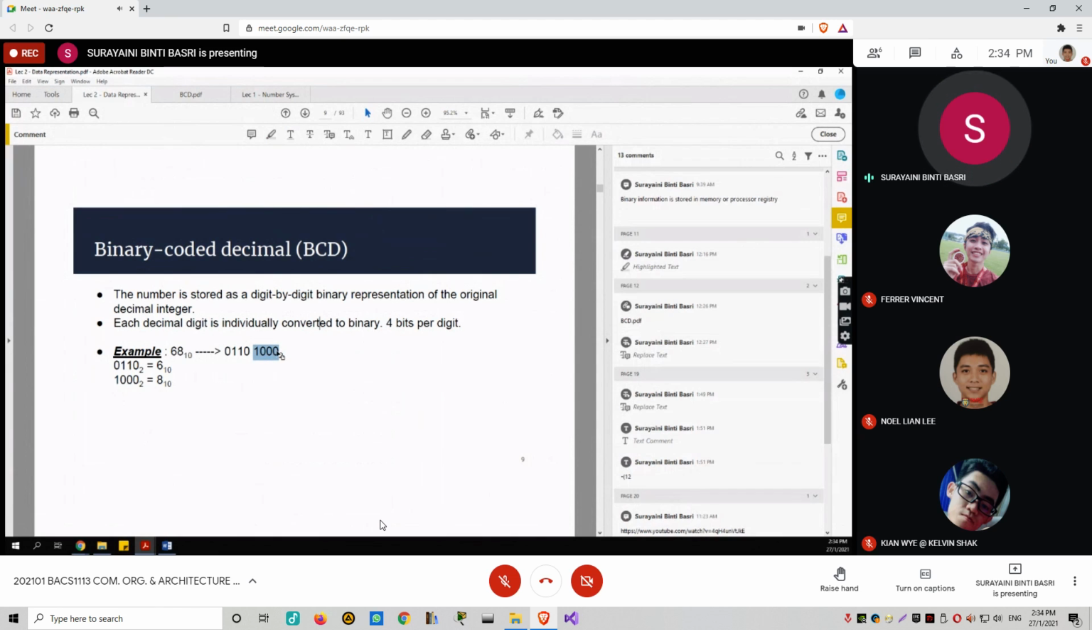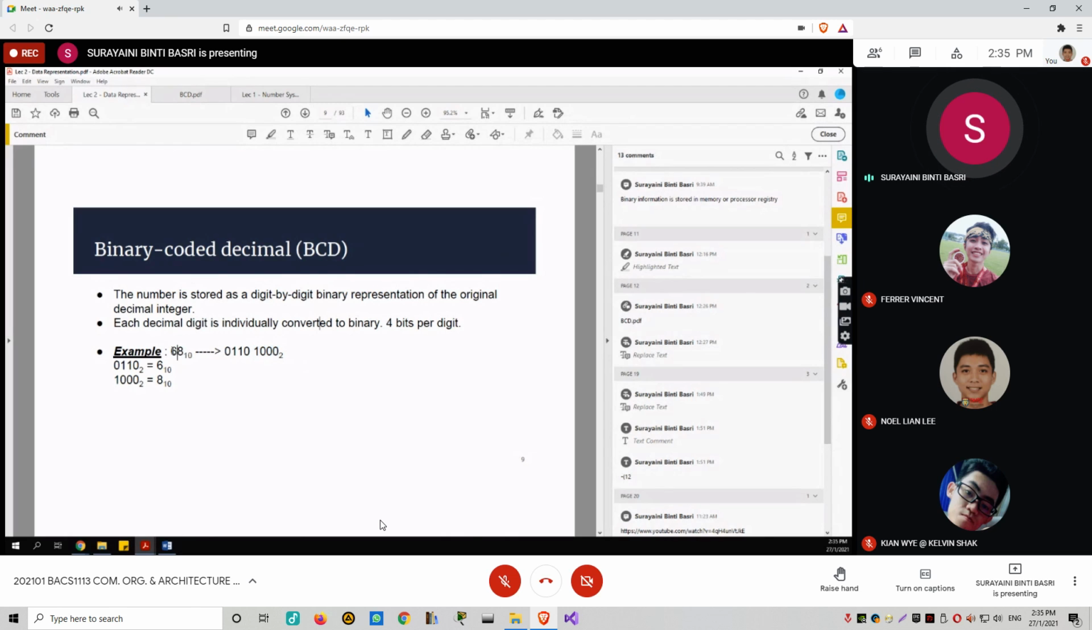If you remember, this position is 2 power of 0. This is position 2 power of 1. This is position 2 power of 2, and then this is position 2 power of 3. Okay, so 2 power of 3 equal to 8, right? So that's why it will be 1000.